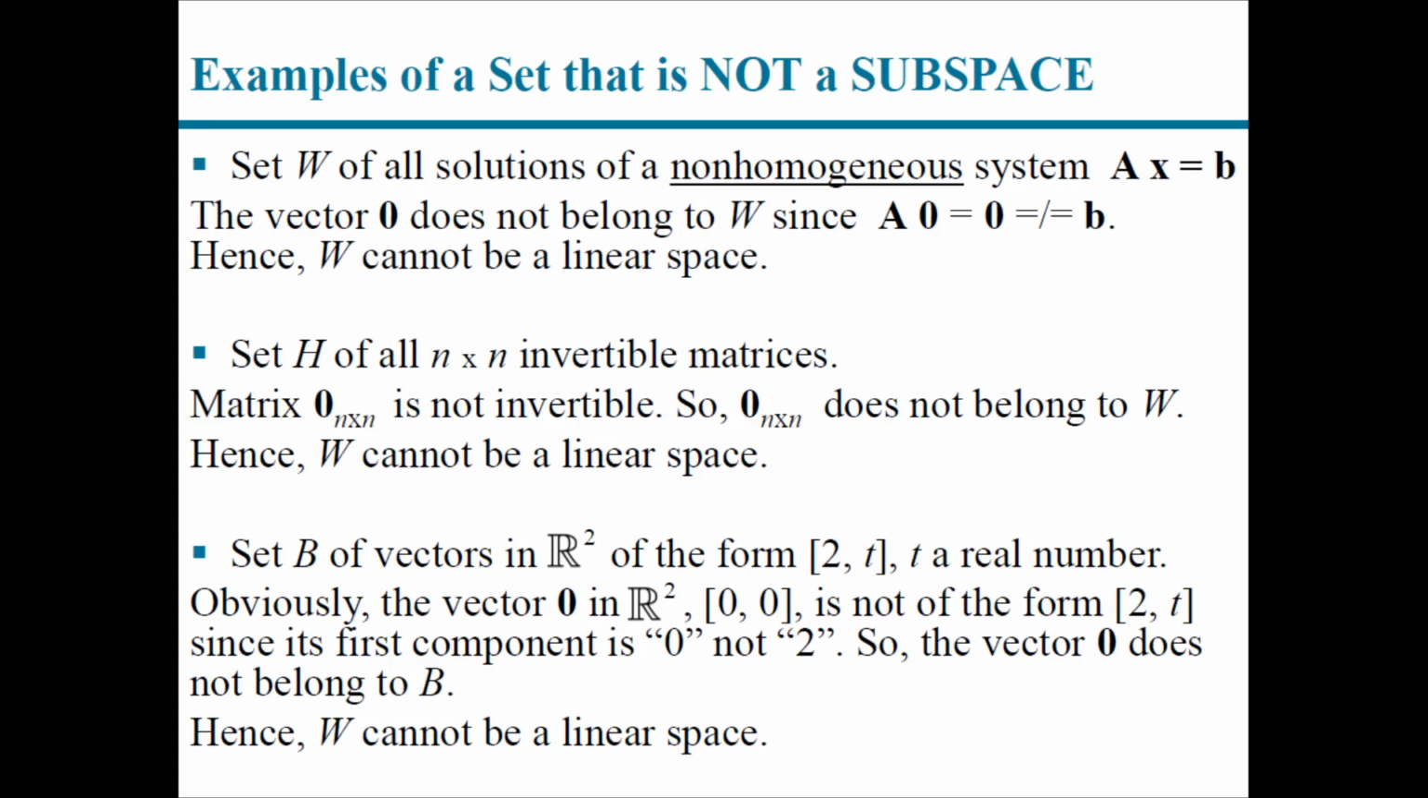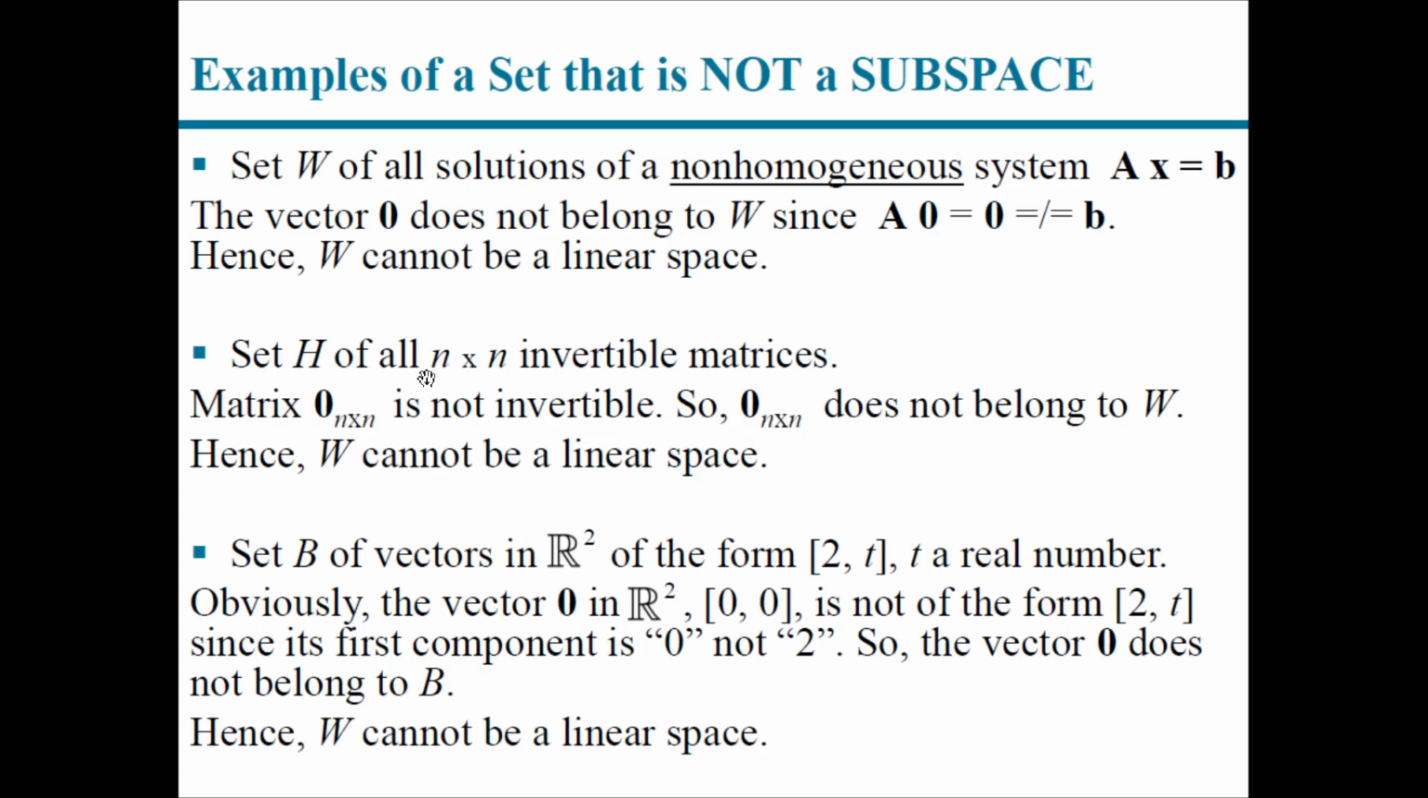Every linear space must contain 0. That's why verifying whether 0 belongs to the set is super important, because 0 needs to be in every linear space. So here 0 doesn't belong to W, so W cannot be a linear space. So it cannot be a linear subspace. So that's the same thing.